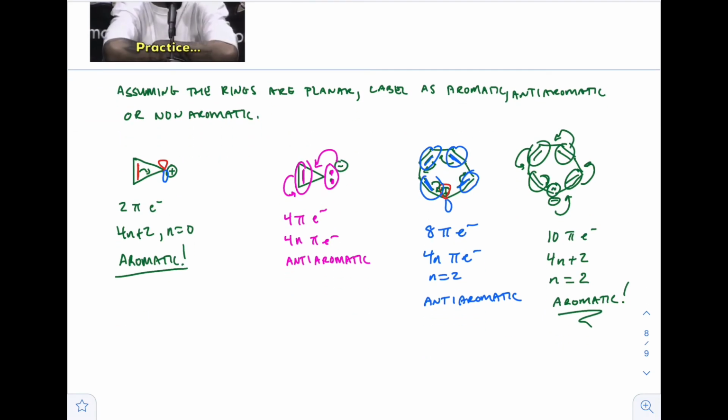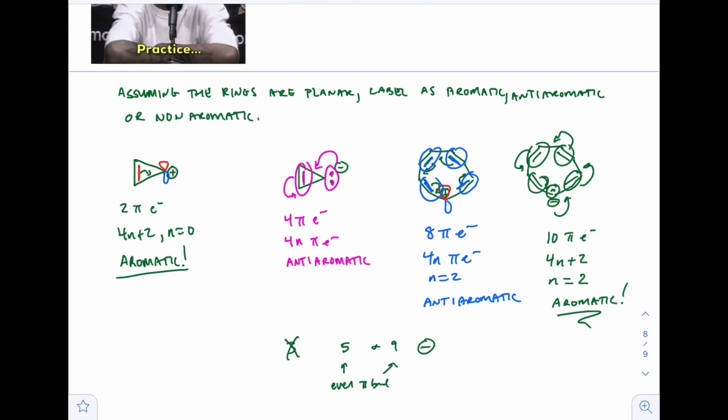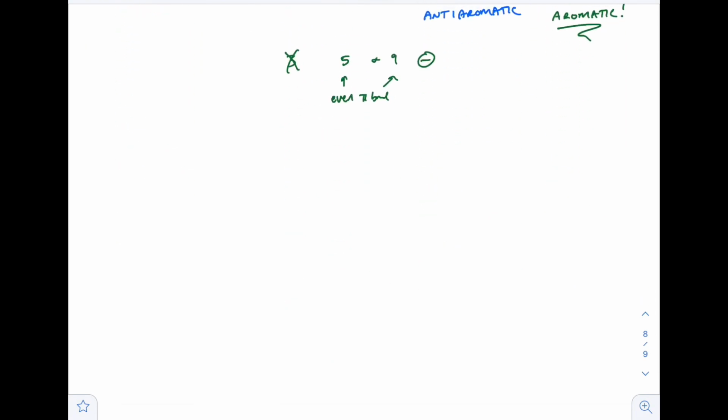Now, I'm just thinking about the trend, if you will. So we've got 5 and 9. They were both negative and they were both aromatic. But then we had a 3-membered ring that was negative and not aromatic. It was anti-aromatic. But the 5 and the 9 actually had even numbers of pi bonds. So maybe there's a trend there. Maybe you can look into that more. I'm not going to. I don't care. But maybe if you want to try and find a shortcut, that's something to look into.